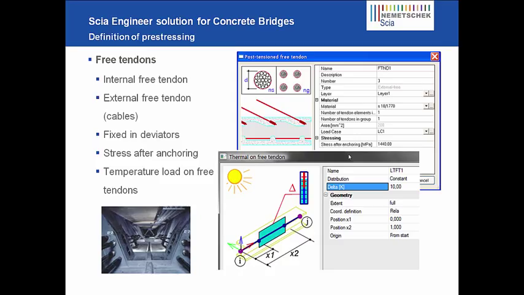Now for free tendons, you again have 2 possibilities: an internal free tendon or an external free tendon. For example, you can have free tendons like this, or you can also have them freely in the model as indicated in this image. They can be fixed in deviators. You can also find the stress after anchoring, and you can also put a specific temperature load onto your free tendons. Now after I've explained this bit about post-tensioning, I will show you in Scia Engineer how this works.